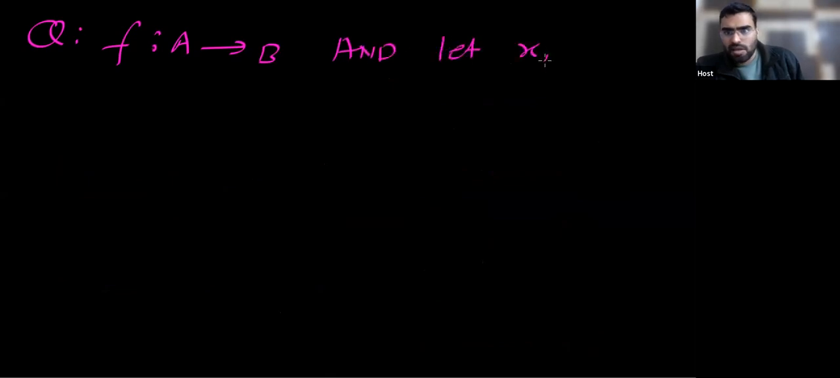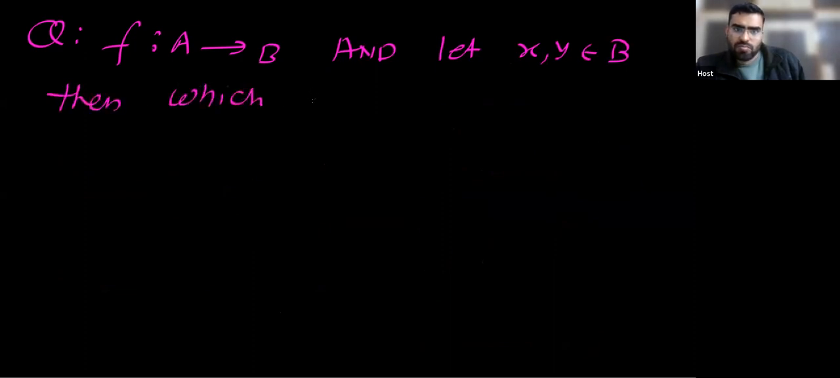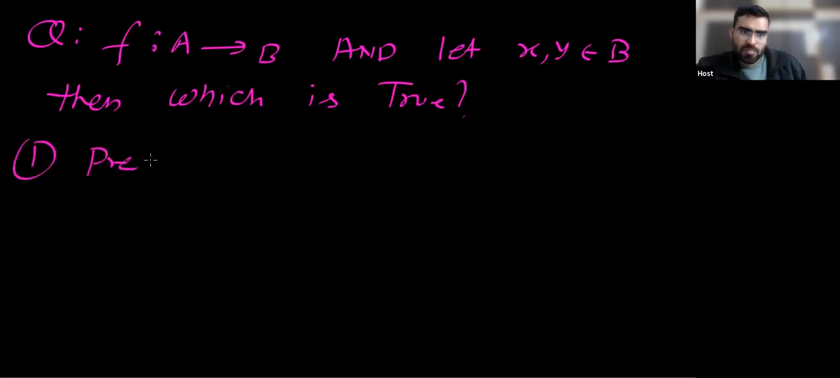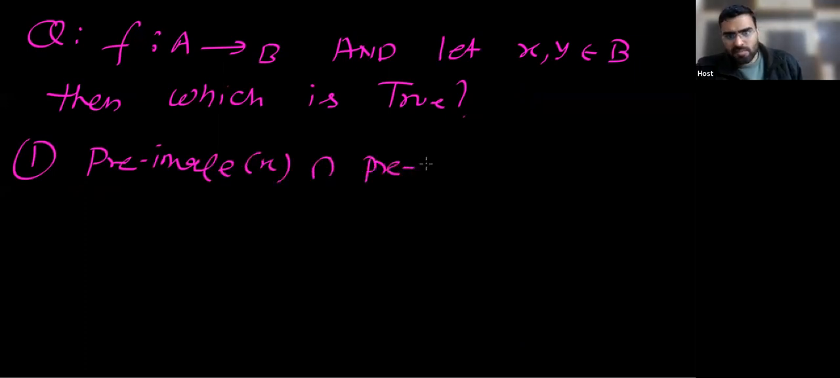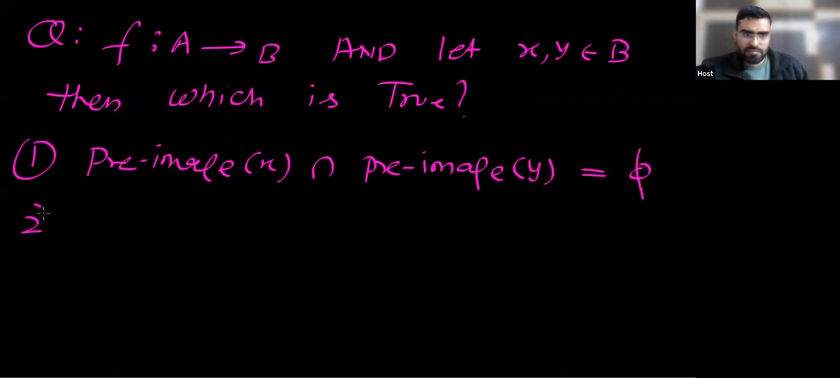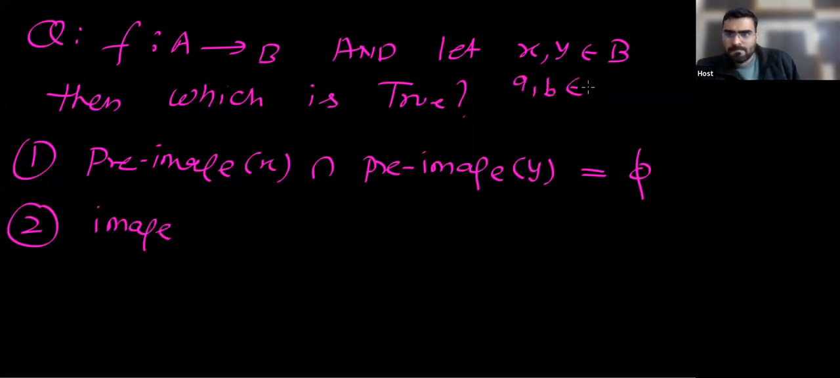So for example, if you have a function from A to B, and let x comma y belonging to B, then which is true? Tell me, then which is true? First, I am giving you pre-image of x intersection pre-image of y is definitely 5. Image of A.